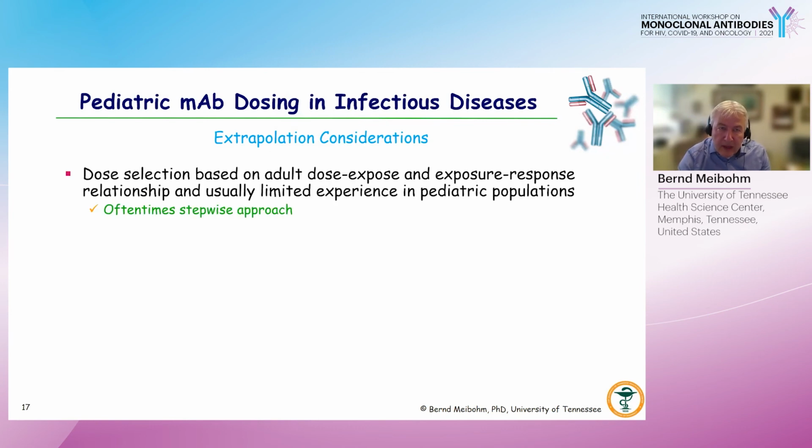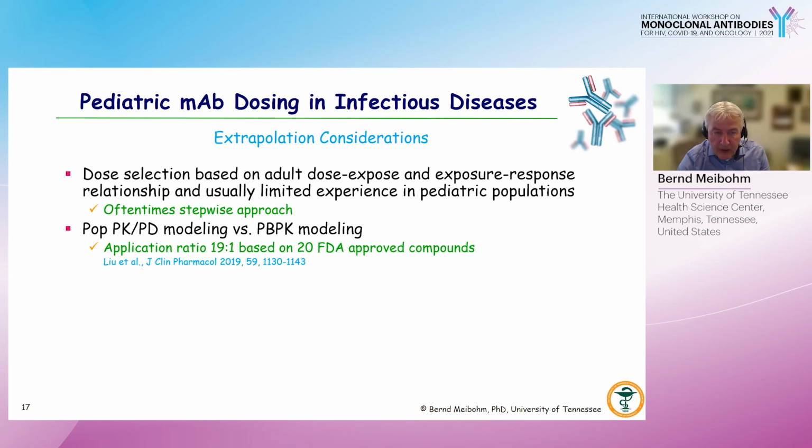Now, with regard to pediatric dosing in infectious diseases, the extrapolation considerations: usually dose selection is based on the adult dose exposure and exposure response relationship, and usually there is limited experience in pediatric patients, so oftentimes a stepwise approach is used, first using adolescents and older children, and then going to younger pediatric age groups. The tools that are used in this context are population PK/PD modeling, as well as physiologically based pharmacokinetic modeling. In a recent review by the Food and Drug Administration, it could be shown that PK/PD is the major tool used here in 19 out of 20 cases.